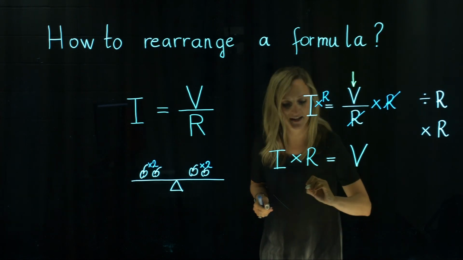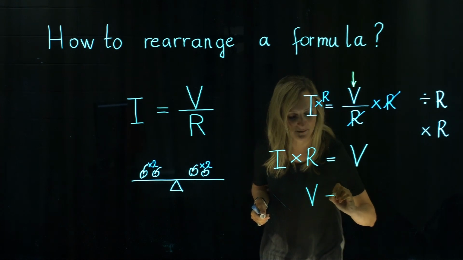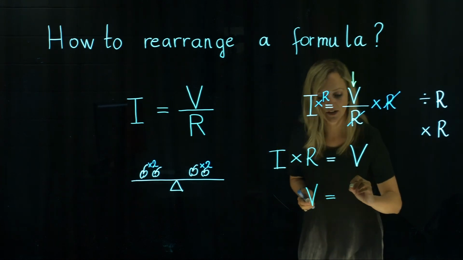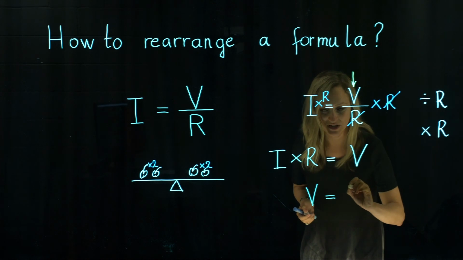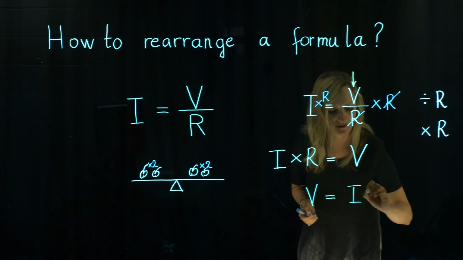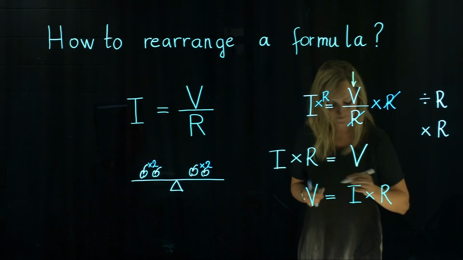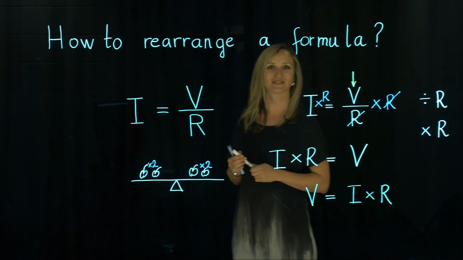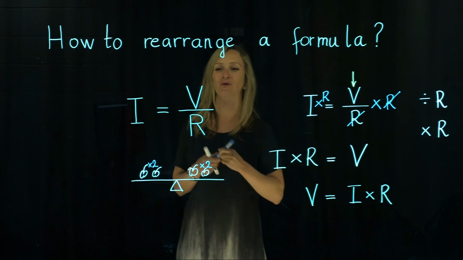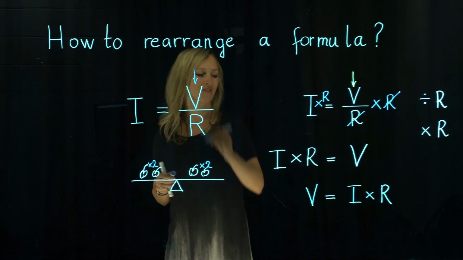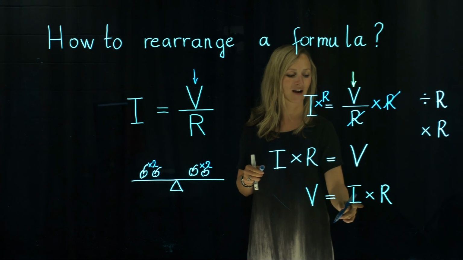As I said, we prefer that we have our subject on the left hand side of the formula. So voltage equals current times resistance. We answer the question, rearrange the formula for voltage: voltage equals current times resistance.